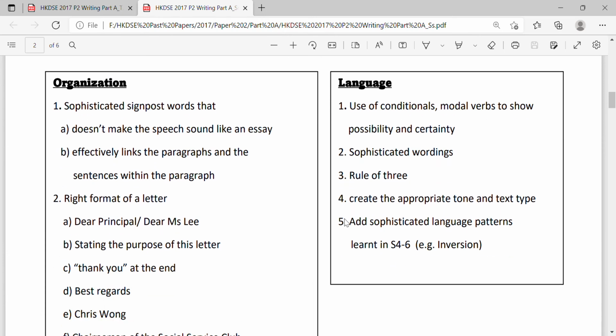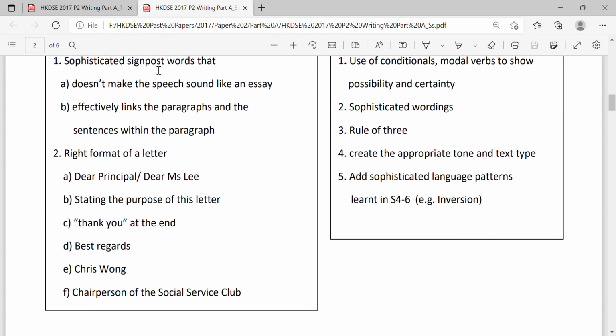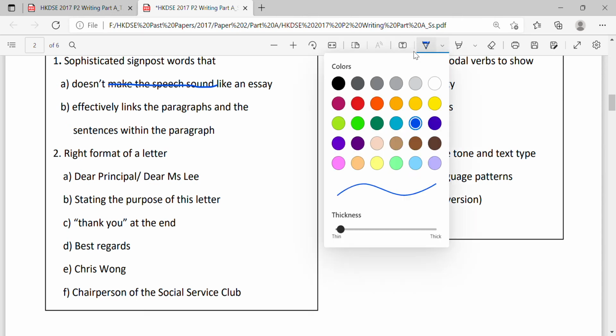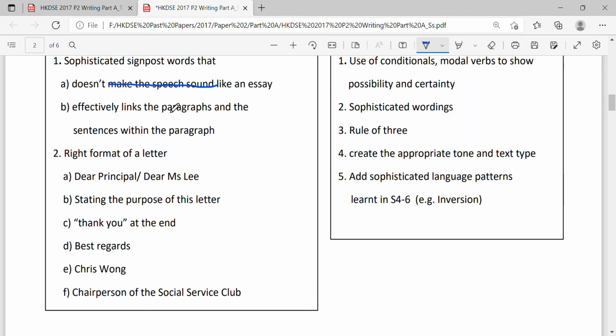All right, about talking about the organization, you know, it's always sophisticated signpost words. Do not make it sound like a speech. Do not make it sound like an essay. So again, here I've got some problems. It does not sound like an essay. Okay, does not sound like an essay. Does not sound like a speech. Yeah, so the tone must be right. The writing effectively links the paragraphs. So we've taught you in the previous few writings what kind of signpost words you can use. And then number 2, right format of the letter.